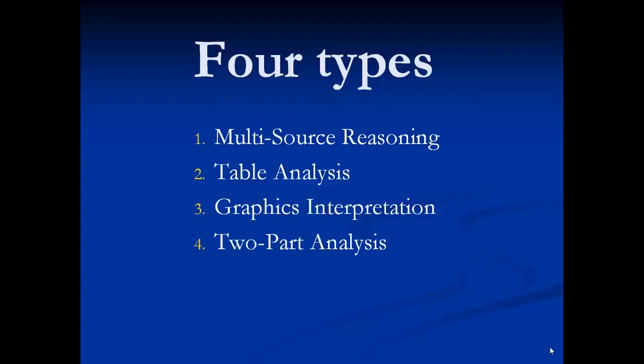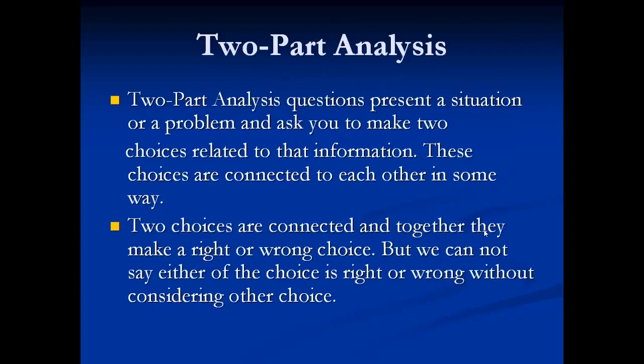There are 4 sections in the Integrated Reasoning section, or IR section. The first one is multi-source reasoning, second is table analysis, third is graphics interpretation, and the fourth is two-part analysis. We are going to see two-part analysis in detail. In two-part analysis, the question presents a situation, or a problem, or a scenario, and asks to make 2 choices of related information. These choices are connected to each other in some way. Together they make right or wrong choices, but independently we can't judge whether they are wrong or right. Once they are combined together, we can say that they are right or wrong.